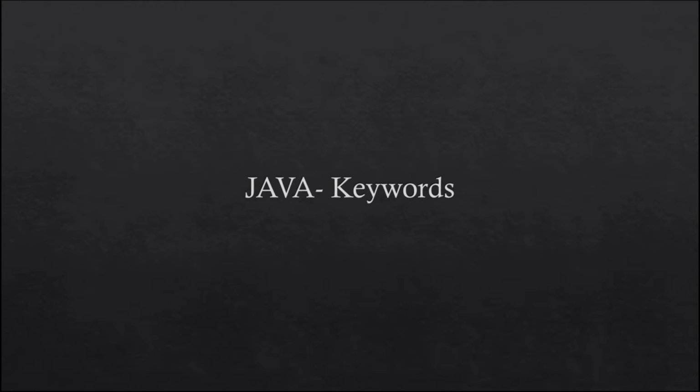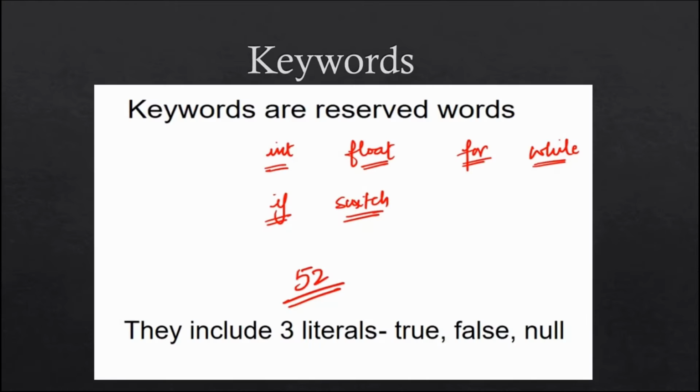So what do you understand by the term keywords? Keywords are basically reserved words. These have some predefined meanings in Java. So simply, you cannot touch them. You cannot use these words to define something else. If you do that, you will definitely get some kind of error at the time of compilation. So what exactly do we have as keywords?